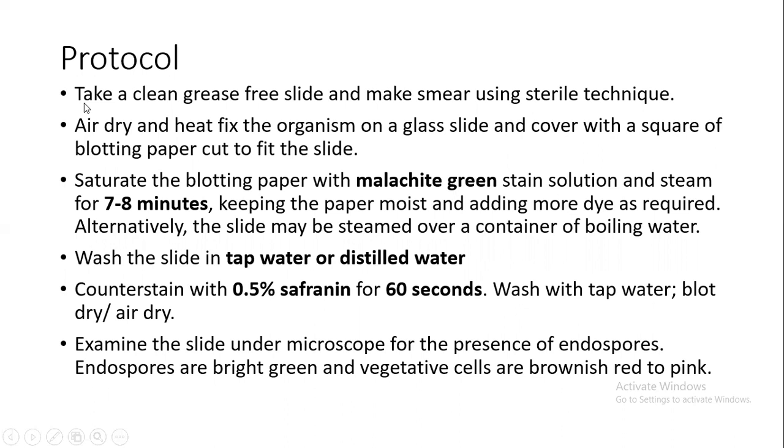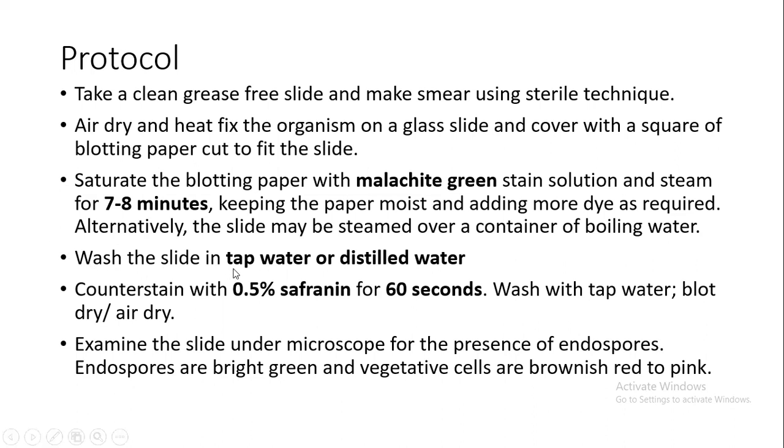So in endospore staining, we first need to take a clean grease-free slide and make a smear of the bacterial culture using sterile techniques. We air dry and heat fix the organisms on the slide and cover the part of the slide with a blotting paper. We can then keep the slide on a boiling water bath and add the dye malachite green and allow it to steam for at least 7 to 8 minutes.